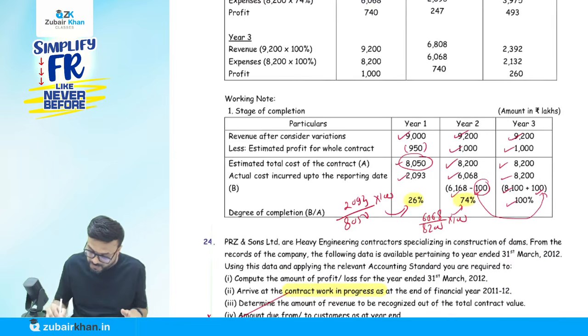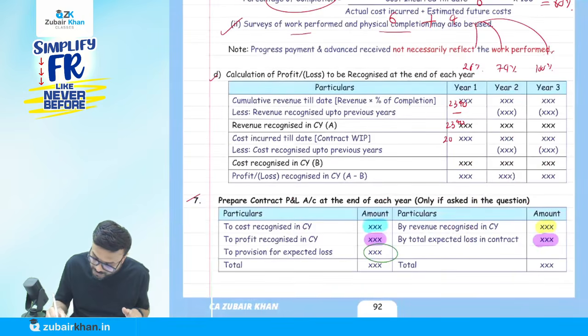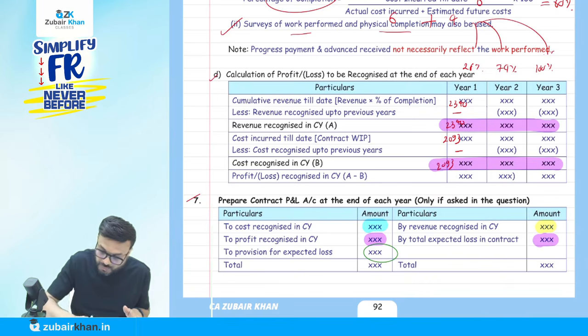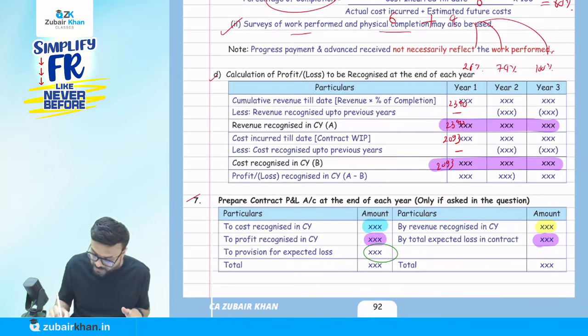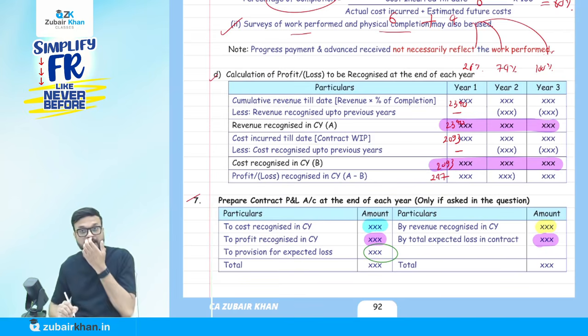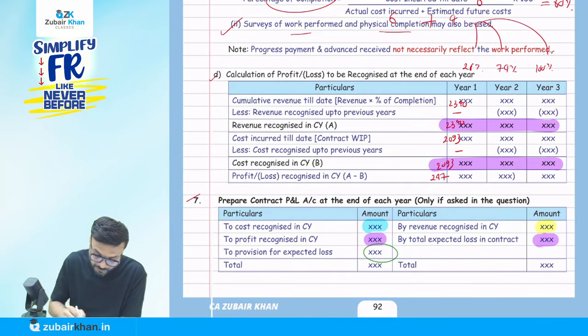So how much cost have we incurred? 2093. No previous cost recognized, so here 2093 is the total. So here 2340 minus 2093, that is coming how much here? 247. Done.